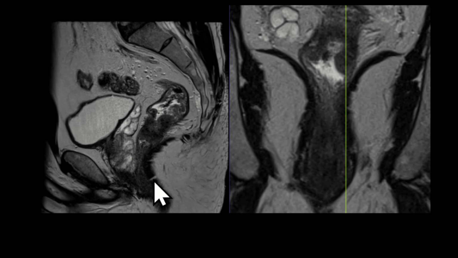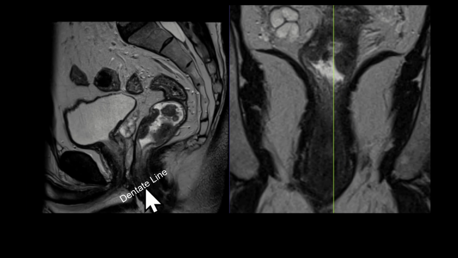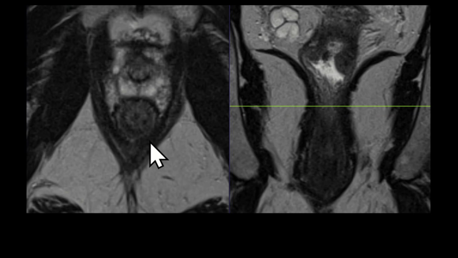So you can see between the bundles here where my cursor is, this is a good surrogate marker for where the dentate line is. So why does this matter? Well, remember from medical school that the dentate line is where the epithelial lining transitions from squamous cells in the anal canal below to columnar cells in the rectum above. This is also important because they have different lymphatic spread. So below the dentate line, spreading to the inguinal nodes first.